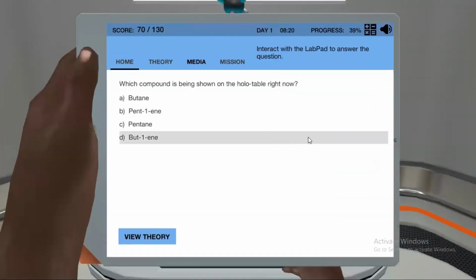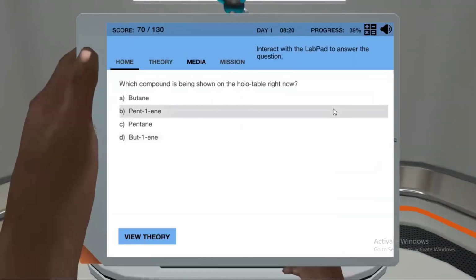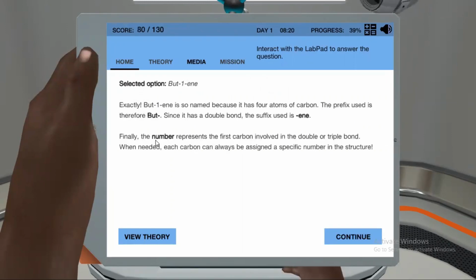Which compound is being shown on the hollow table right now? Exactly, but-1-ene is so named because it has 4 atoms of carbon. The prefix used is therefore but. Since it has a double bond, the suffix used is ene. Finally, the number represents the first carbon involved in the double or triple bond. When needed, each carbon can always be assigned a specific number in the structure.